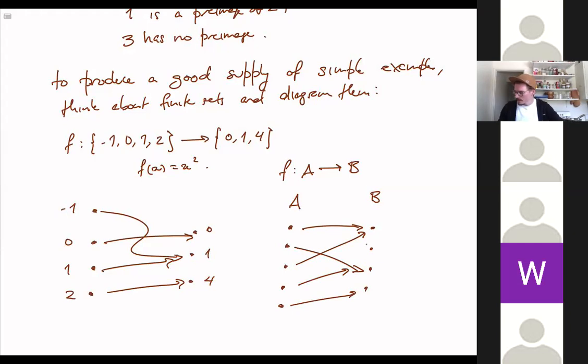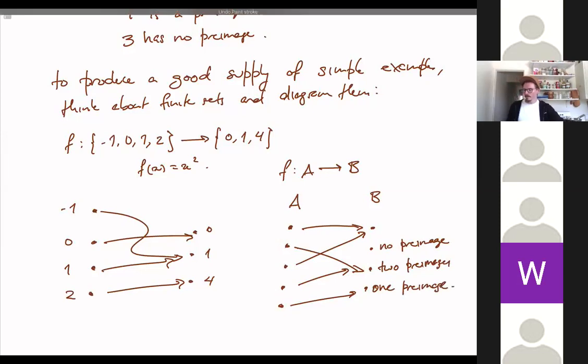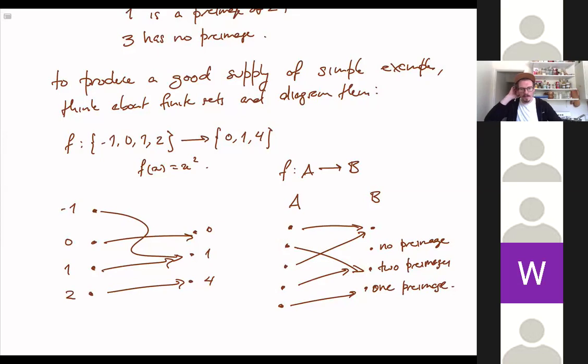And if we look at this element in the codomain, this has no preimage. This guy has 2 preimages, namely this element and this one, and this guy has 1 preimage, namely this element. So it's very easy to visually see what's going on. These diagrams are really nice for writing down examples.